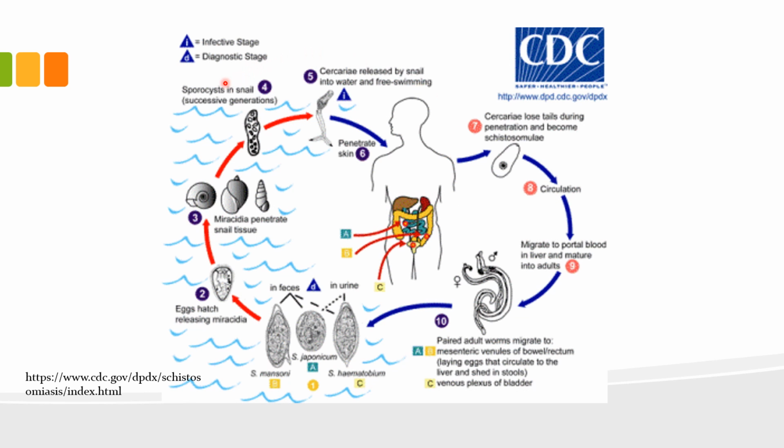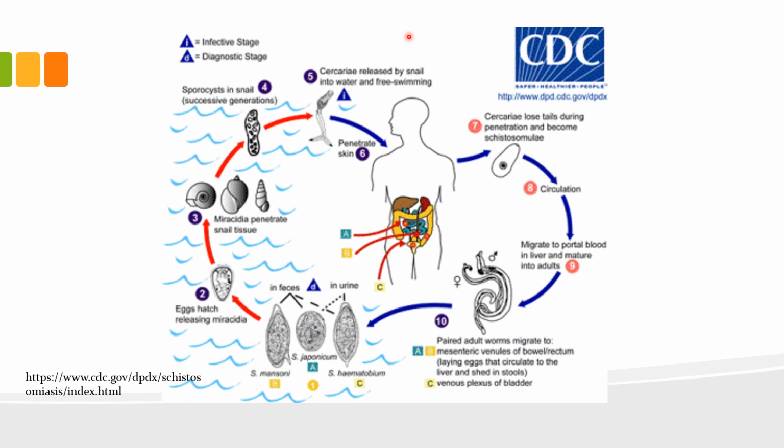So we have here the diagram showing the life cycle of schistosomiasis or bilharziasis. Schistosomiasis is caused by some species of blood trematodes or flukes in the genus Schistosoma. So there are three main species infecting humans, and these are Schistosoma haematobium, japonicum, and mansoni. The definitive hosts of these parasites are humans.